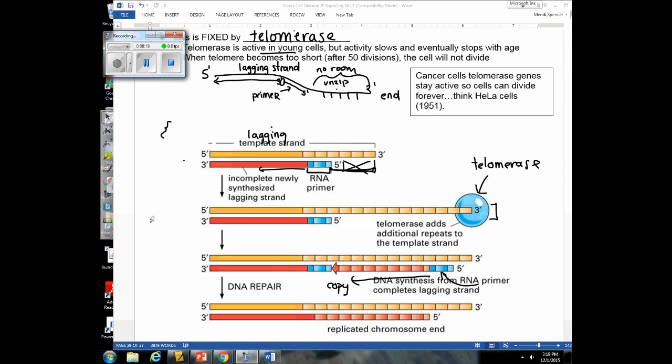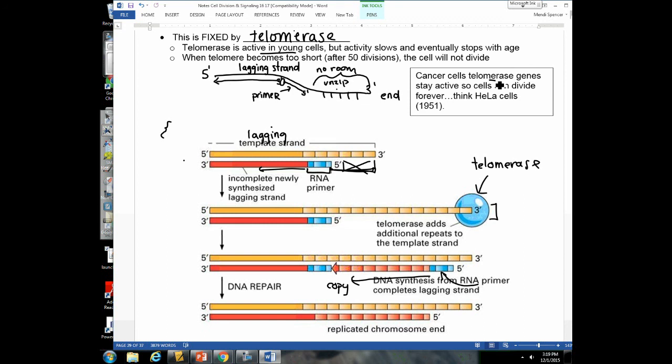Now, I do want to point out something very interesting about these cancer cells, because we know cancer cells can divide way past 50 and they just keep going. Cancer cells keep those telomerase genes active. So every time a cell splits into two cells, the ends of the DNA, the telomeres, are not shortening up. So these cells never get a signal to stop dividing.